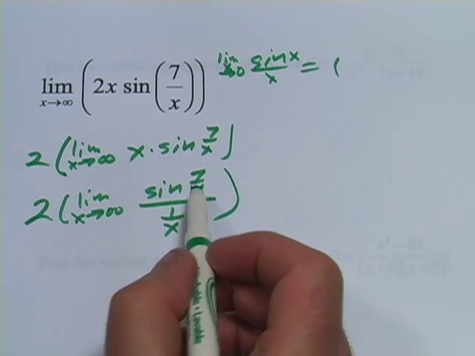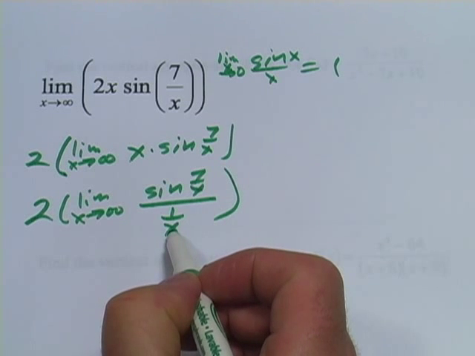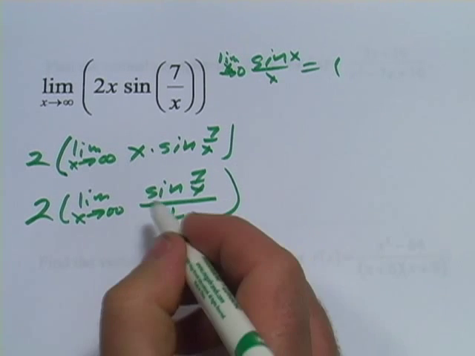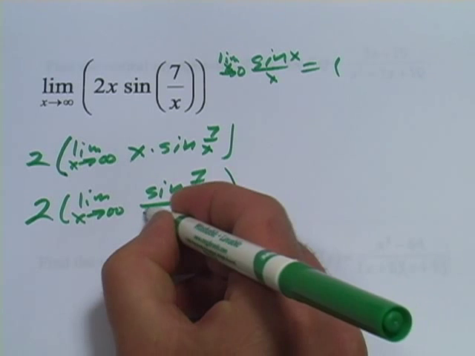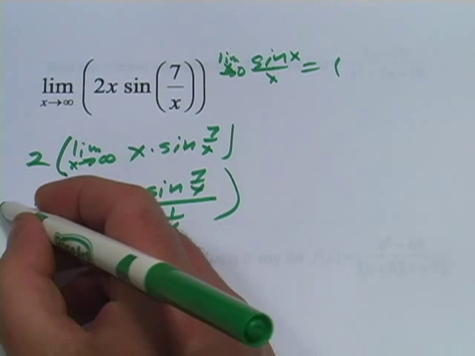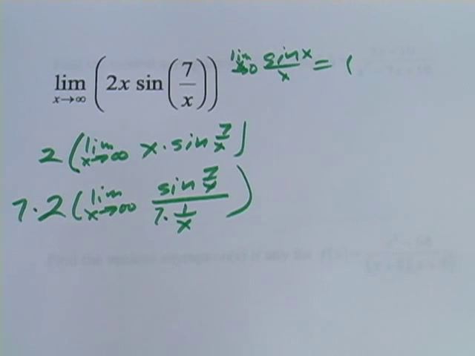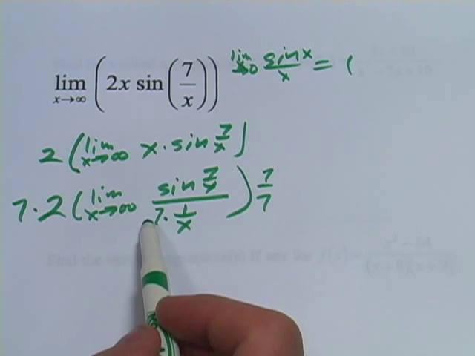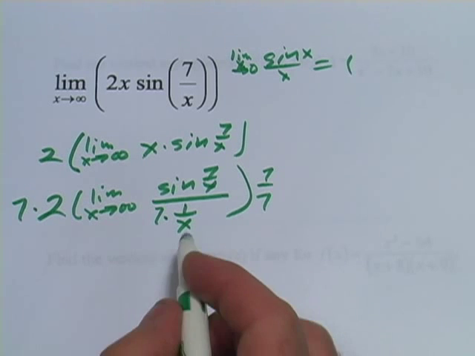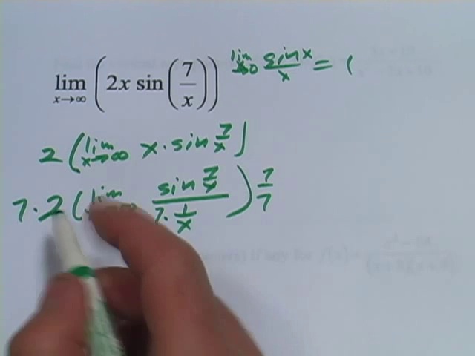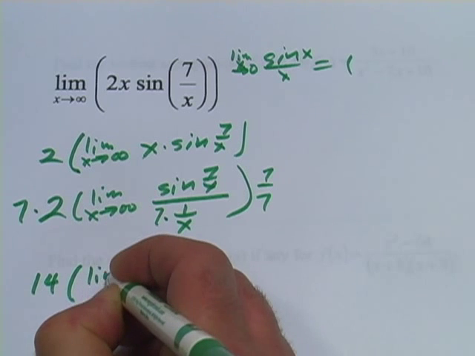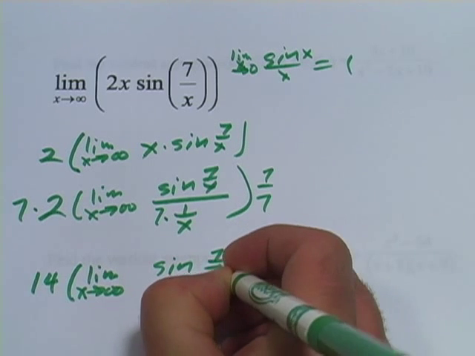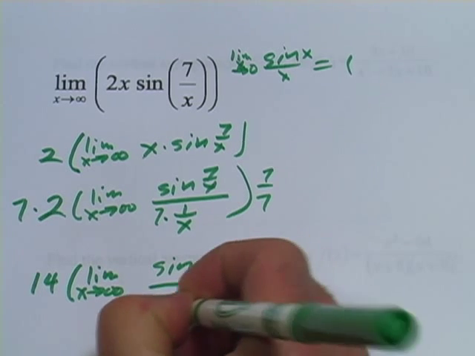Now, I have 7 over x here and I have 1 over x here. In our form of the limit, we have the same thing, x sine of x over x. So I need to multiply by 7 down here. So I'm going to do that. So there's a 7. I also have to multiply by 7 out here if I do that. The way to think about that is that I multiplied by 7 over 7. The top 7 is out here. The bottom 7 is down here. So now what I have, I'll just rewrite this one more time. 7 times 2 is 14. Then we've got the limit as x approaches infinity of the sine of 7 over x over 7 over x.